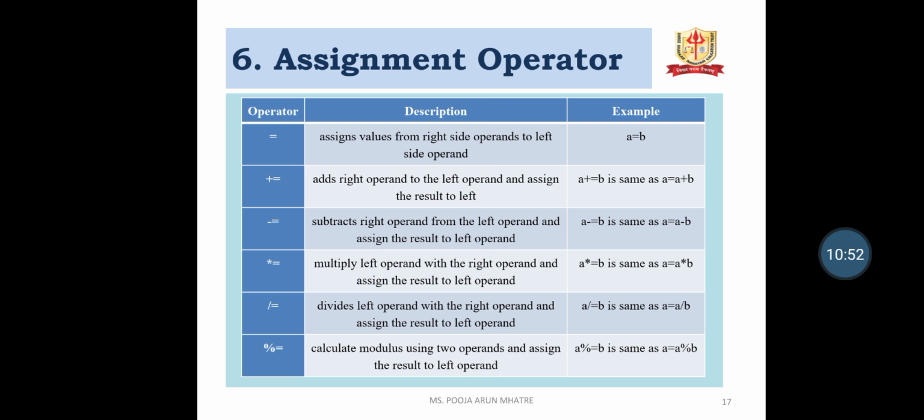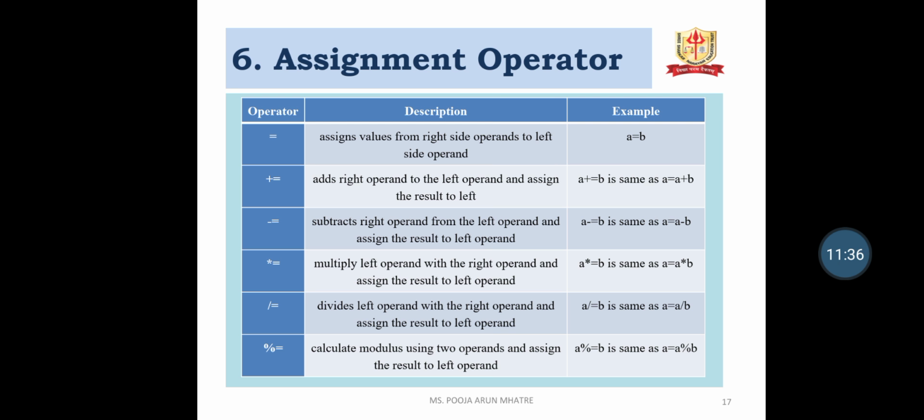The assignment operator is the equals sign. It assigns the value of the right side operand to the left side operand. That is, A equals B. Plus equal to: it adds the right operand to the left operand and assigns the result to the left. So A plus equal to B is the same as A equals A plus B. The minus assignment operator subtracts the right operand from the left operand and assigns the result to the left operand. That is, A minus equal to B is the same as A equals A minus B.